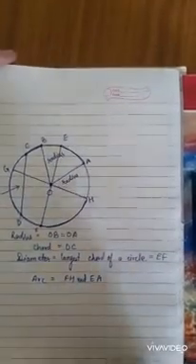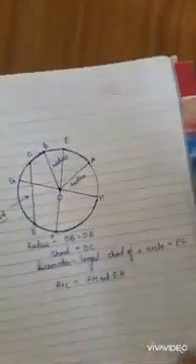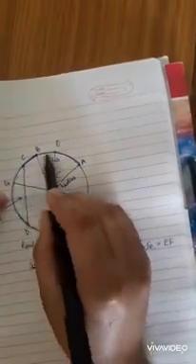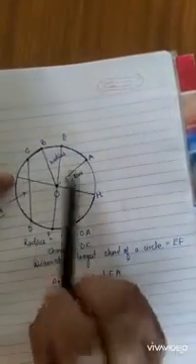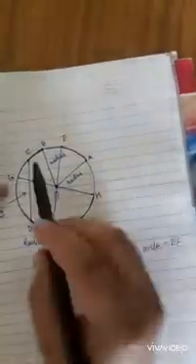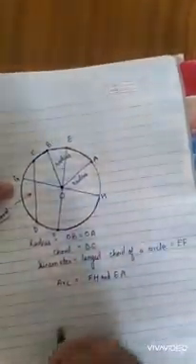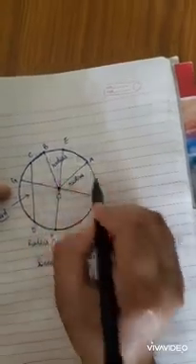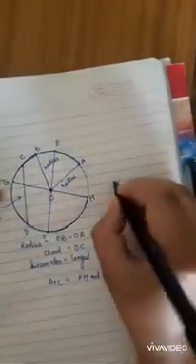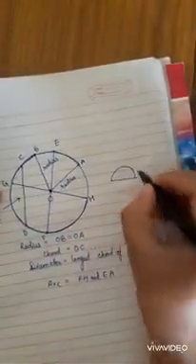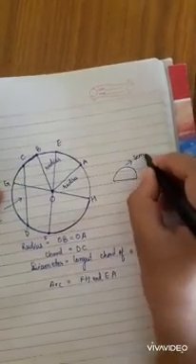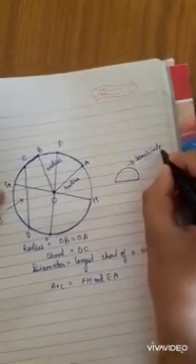Now we will understand what a semicircle is. A semicircle is half of the circle. So the diameter divides the circle into 2 halves. So we can see that this is the first half of the circle, and half of the circle is called a semicircle.